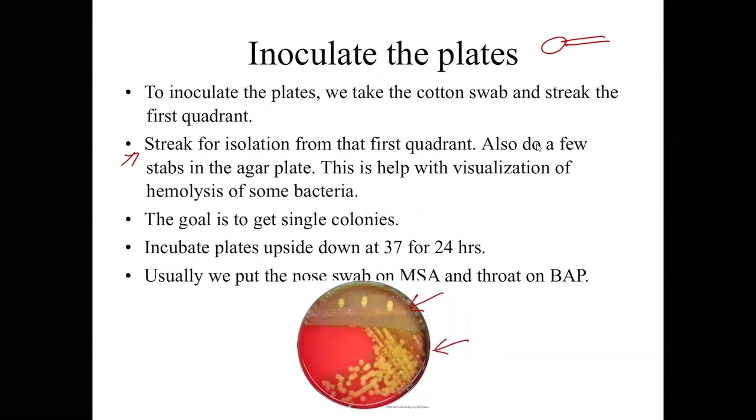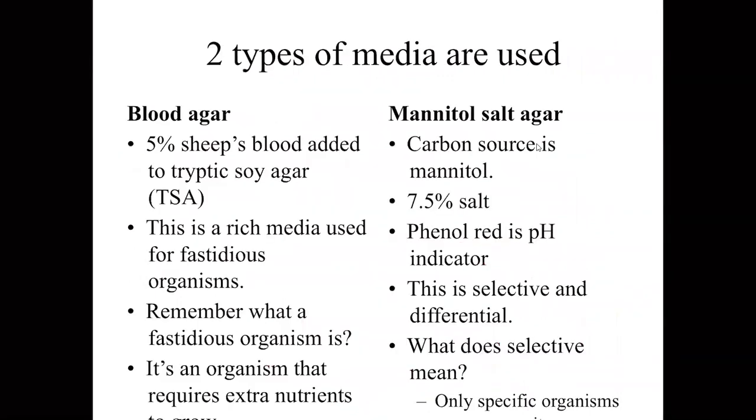Okay, and then we do a few stabs in the agar too. It just makes it easier to see some of the colonies. We want to get single colonies. So what we do is we incubate the plates upside down for 24 hours. Okay, we're going to have two different kinds of media that I'm going to talk about. So we have MSA, which is mannitol salt agar. So mannitol salt. And we'll have BAP, which is blood agar. It's sheep's blood agar.